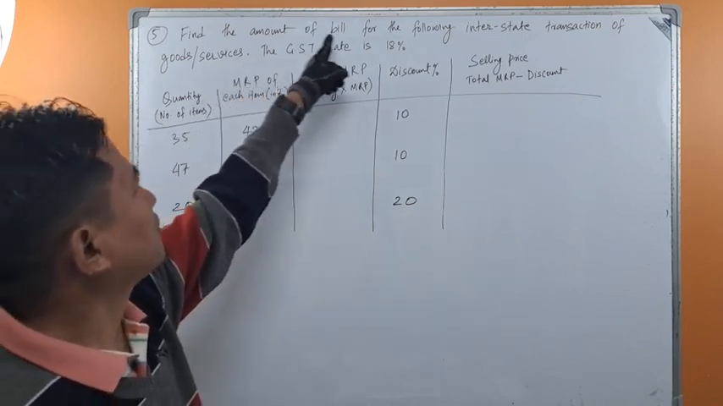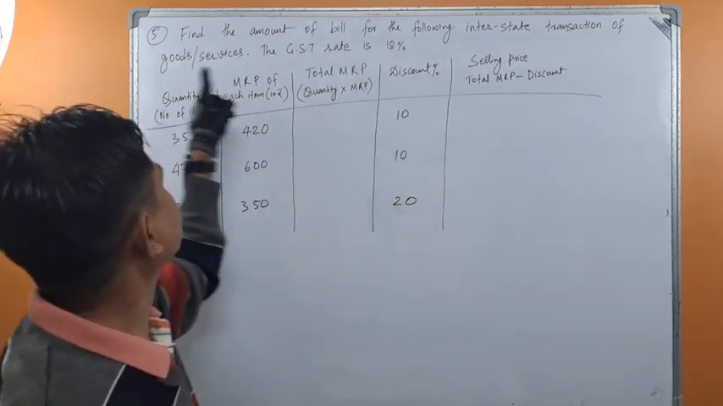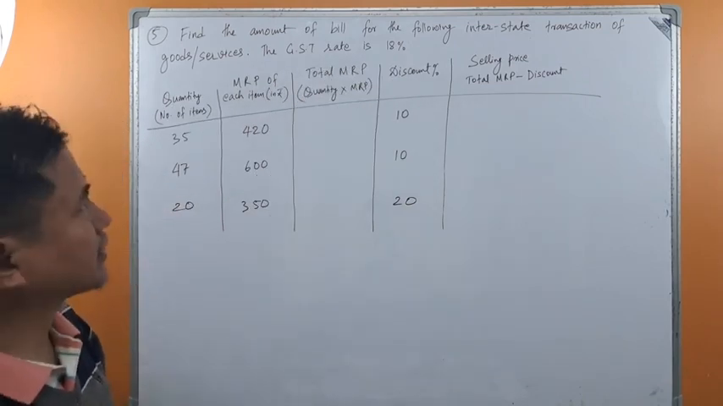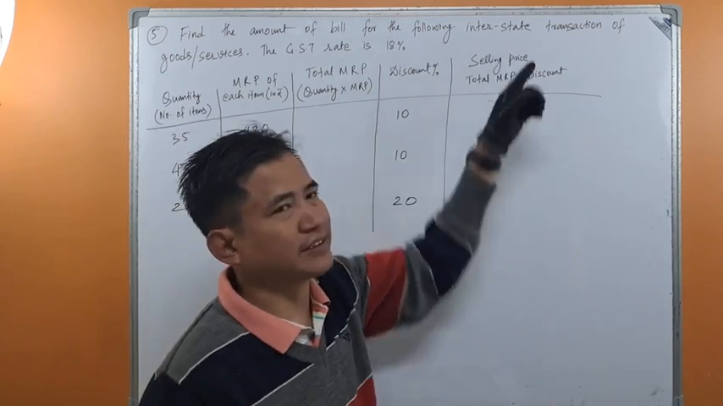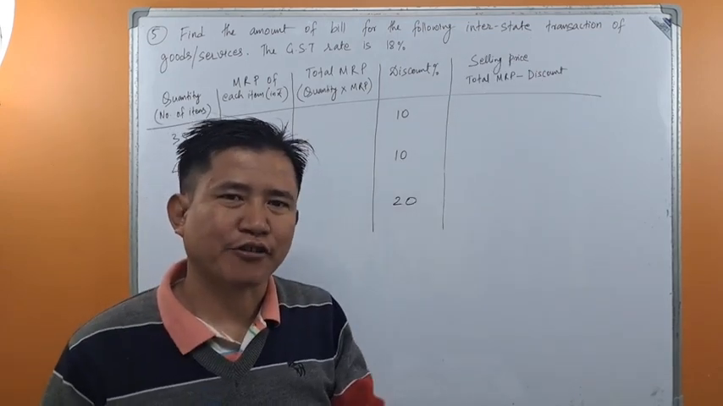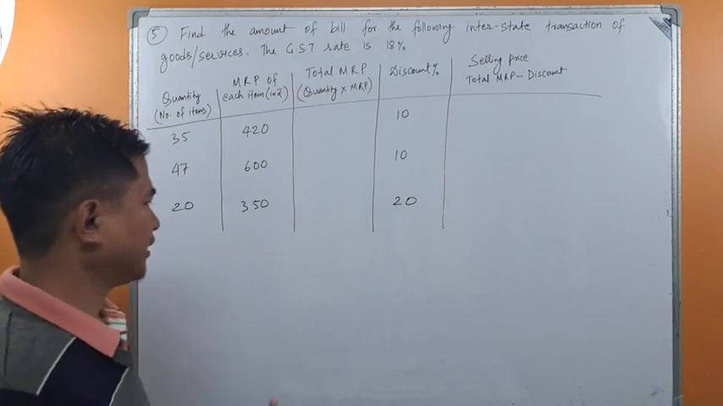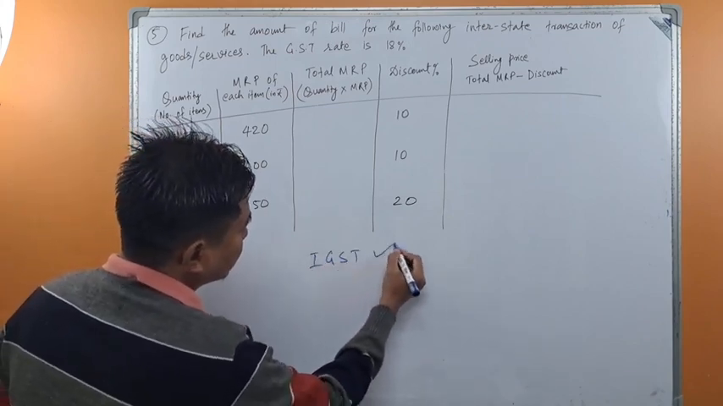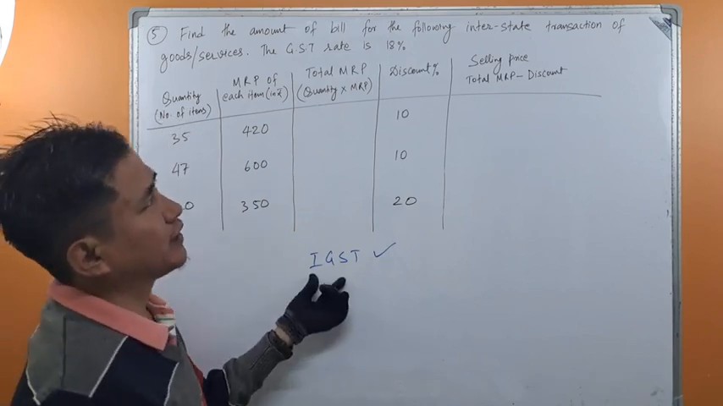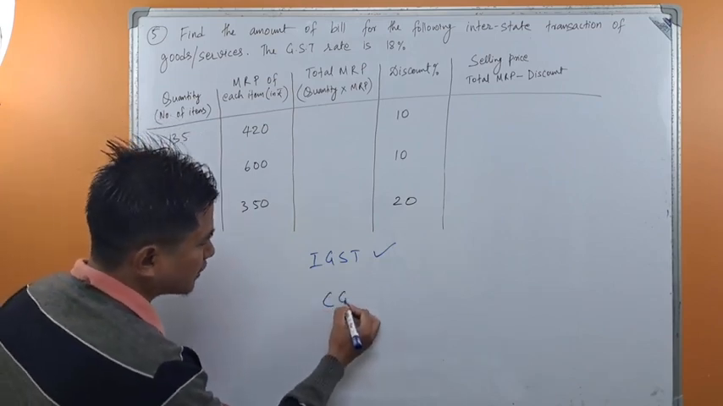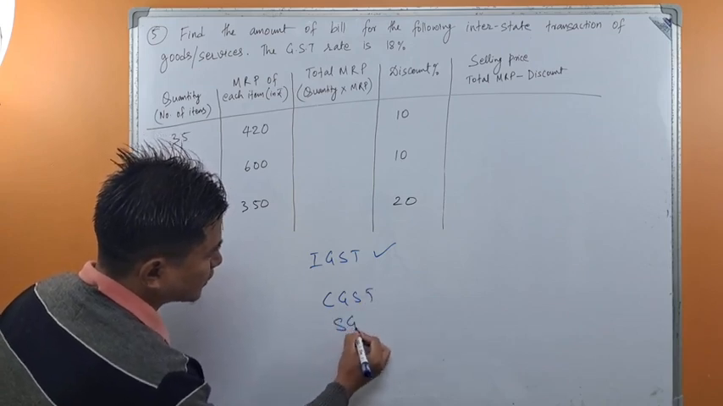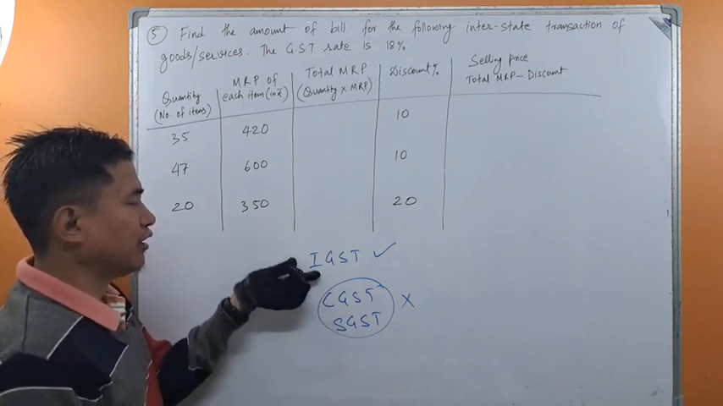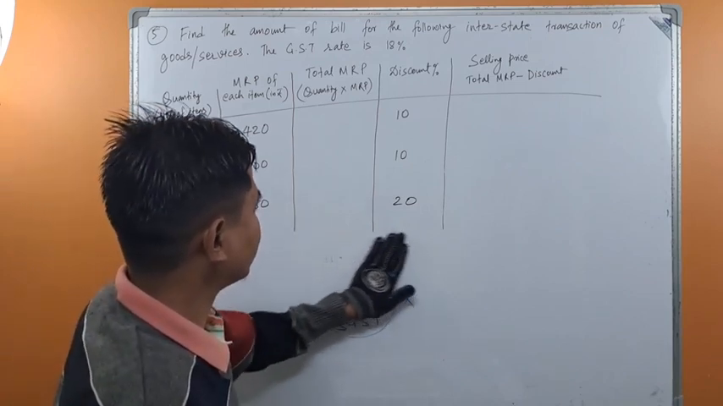Find the amount of bill for the following interstate transaction of goods and services. The GST rate is 18%, isn't it? The transaction is an interstate transaction, which means the transaction is carried from one state to another state. So we need to calculate only IGST in this case. Both CGST and SGST will become nil. We need not calculate these two. Only IGST needs to be calculated.